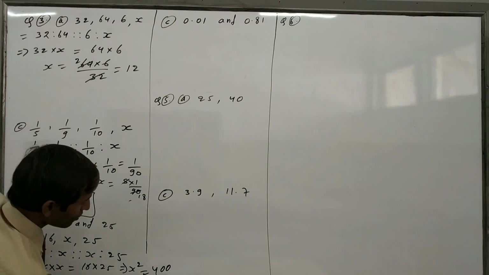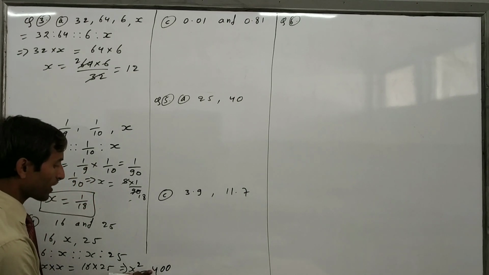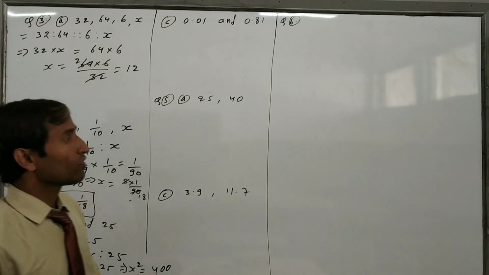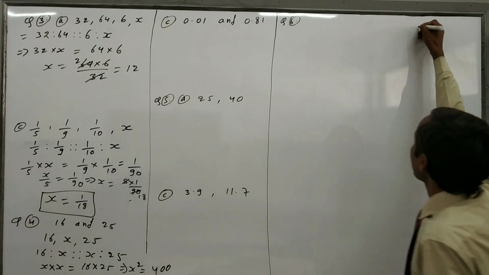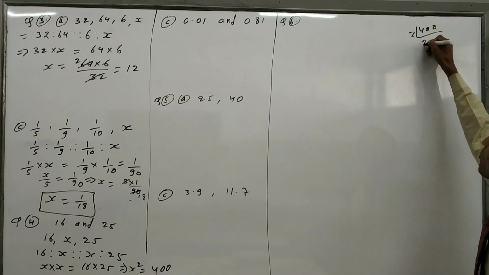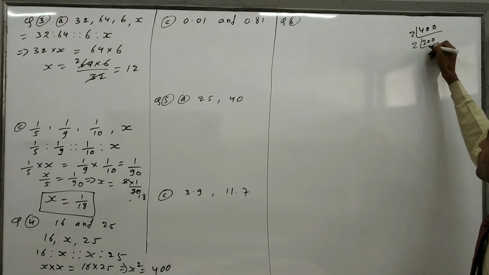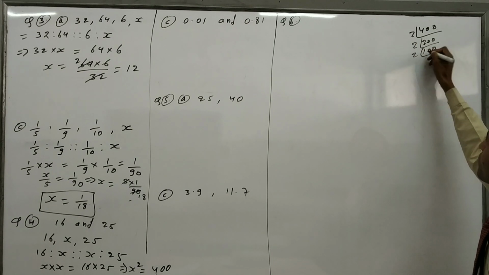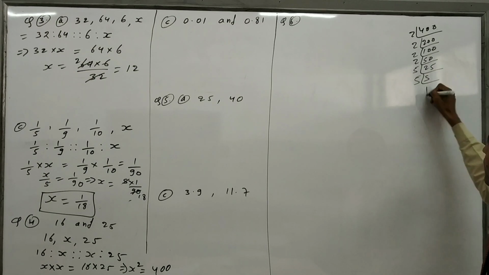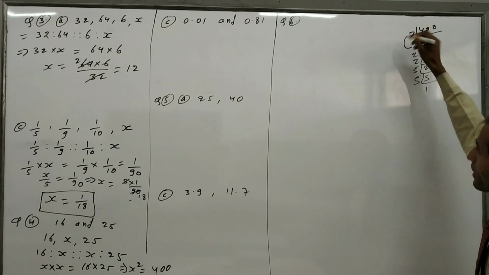So x is equal to square root of 400. How do we find the square root of 400? First of all, we have to factorize 400. Factorize by 2: 200 will come, again by 2, 100 will come, again by 2, 50 will come, then again by 2, 25 will come, then factorize by 5, then 5, 1 will come. This 2 will come outside.